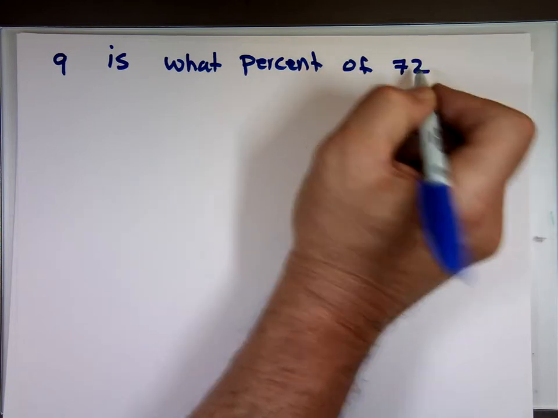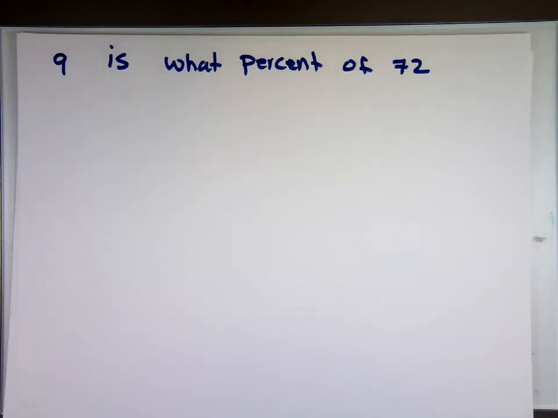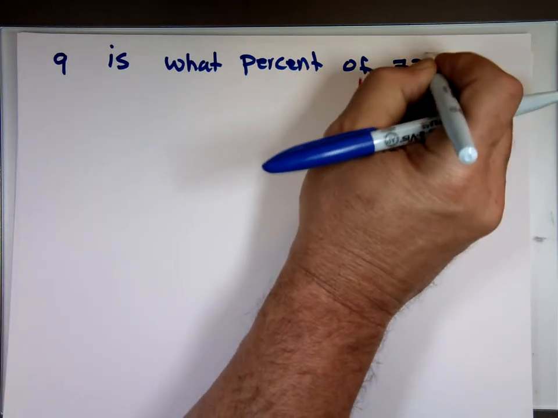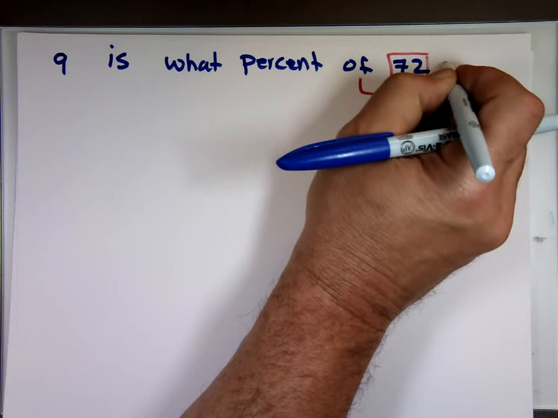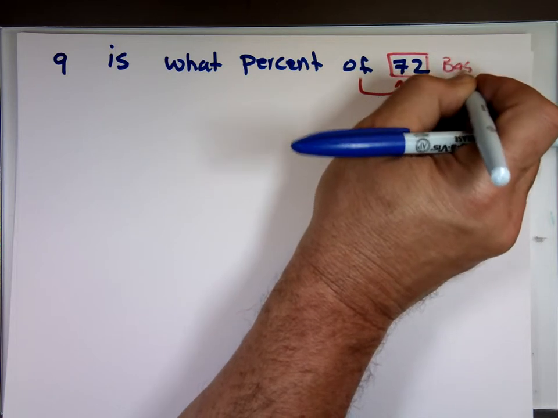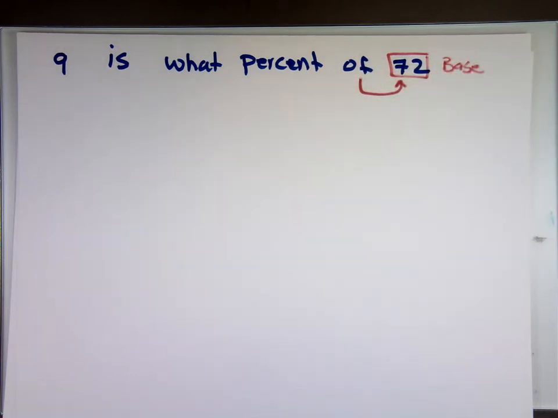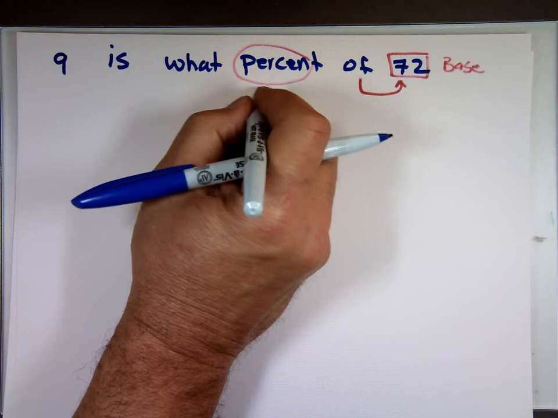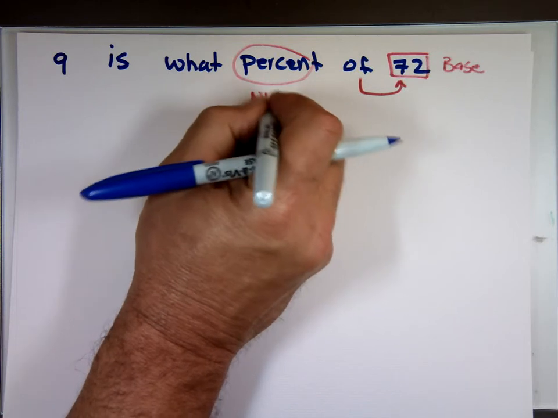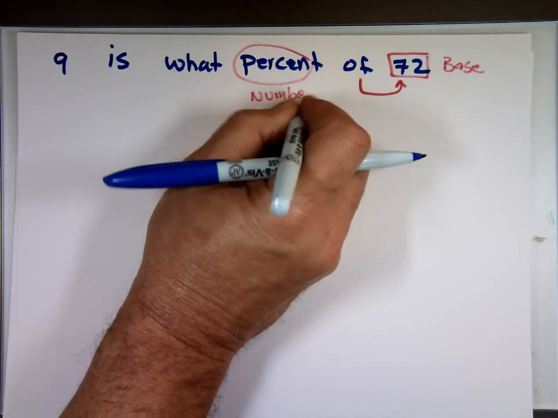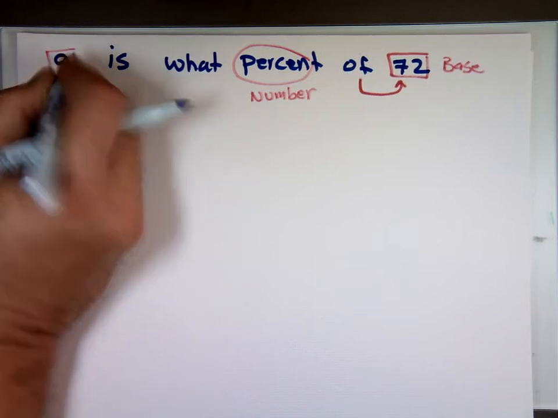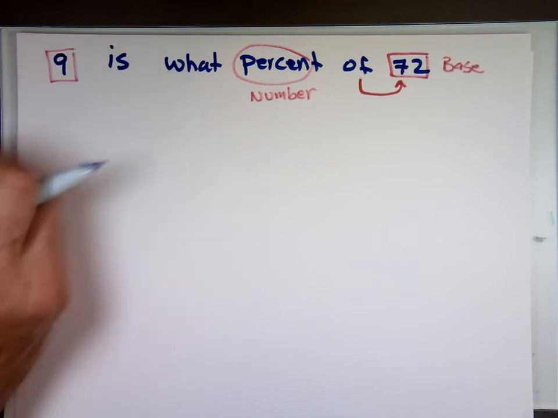Here's the word of. And what comes after of? The base. The percent is what? The number. That's the number, which we don't know, right? That leaves the 9 to be what? The amount.